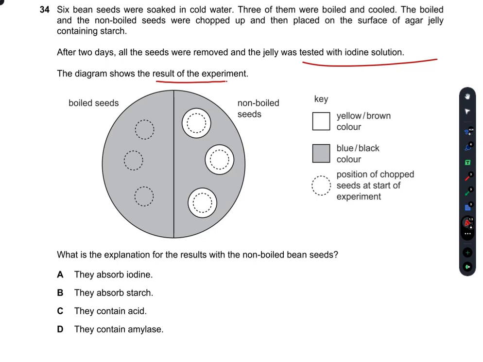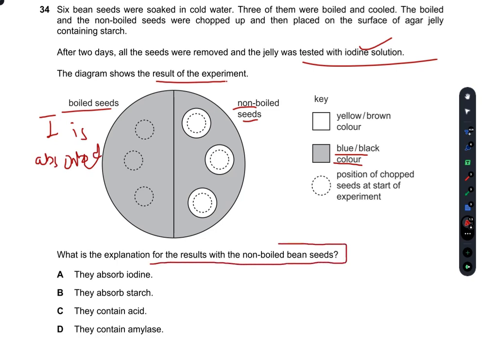So these are the boiled seeds and these are the non-boiled seeds, and then they are placed in the iodine solution. The boiled seeds turn it to a blue-black color, so they absorb iodine. Iodine is absorbed, I guess. Yes, it is. What is the explanation for the results with the non-boiled bean seeds?